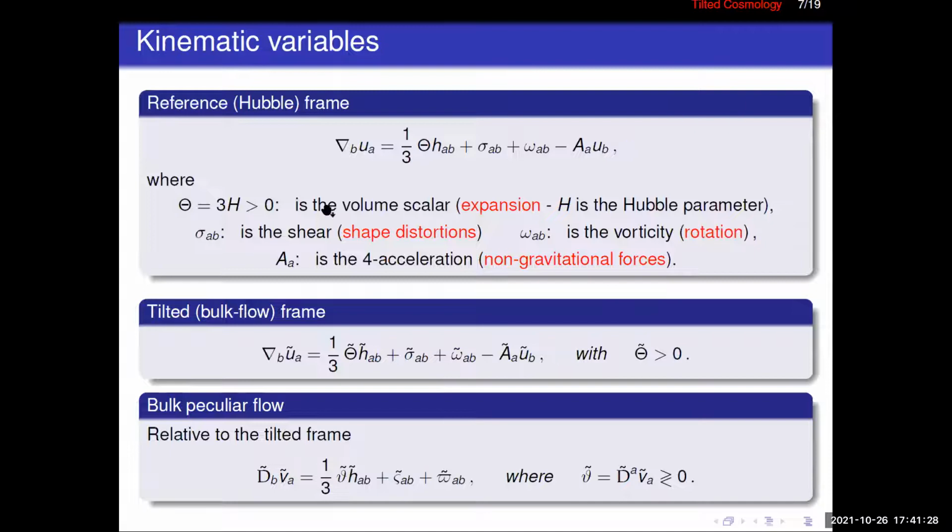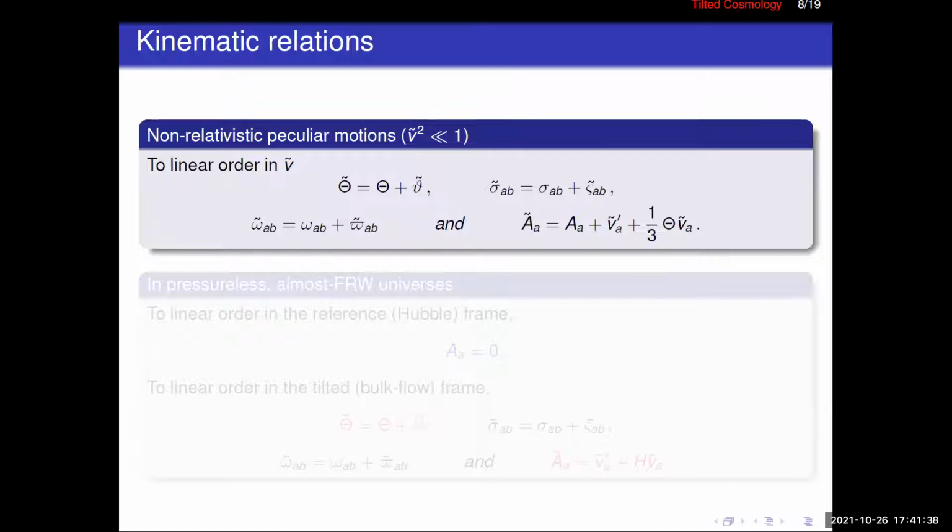And as I said, although the capital thetas are always positive, this small theta can be either positive or negative. Now, these three velocity fields are related, and when the peculiar motions are non-relativistic, the relations are quite simple, and they look like that. And you can see that there's a difference always. So the variables measured in one frame are different from the variables measured in the other frame, and the difference is always due to relative motion effects. Okay. Now this one tells you that the expansion rates measured in the two frames are different. And this one tells you that even if for some reason the four acceleration vanishes in one frame, in any other frame that moves relative to that, it will be non-zero just because of relative motion effects.